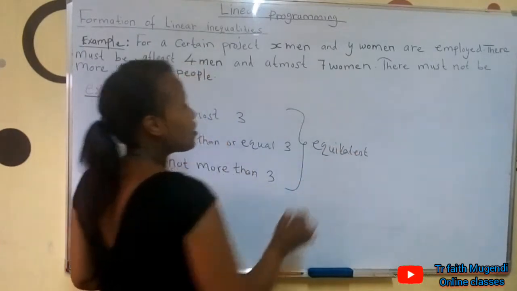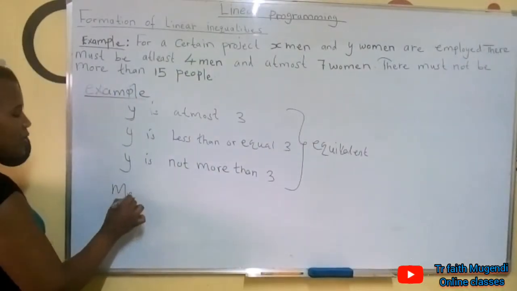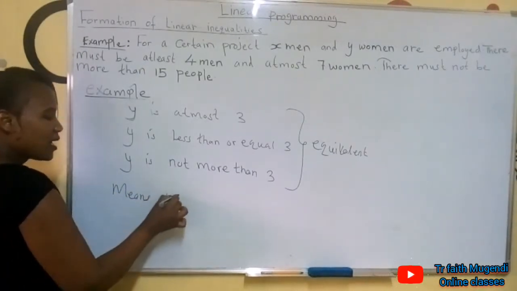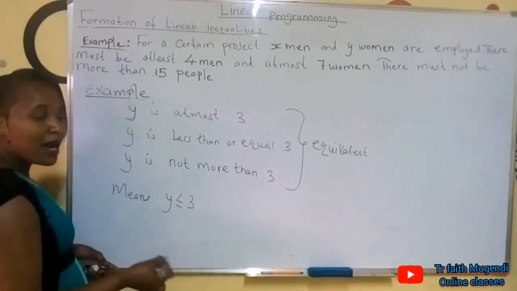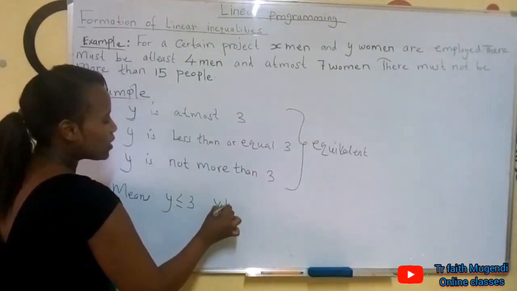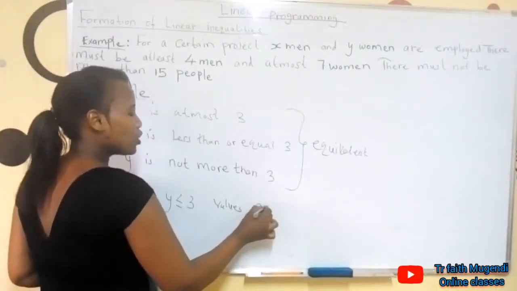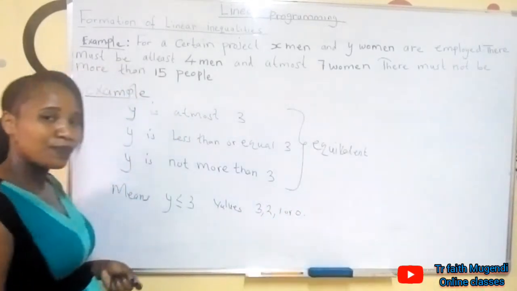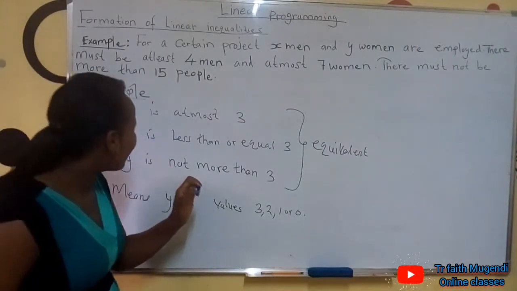They are equivalent. And this means that y is less or equal 3. And it can take values such as 3, 2, 1, or 0. So this is golden tip number 2.